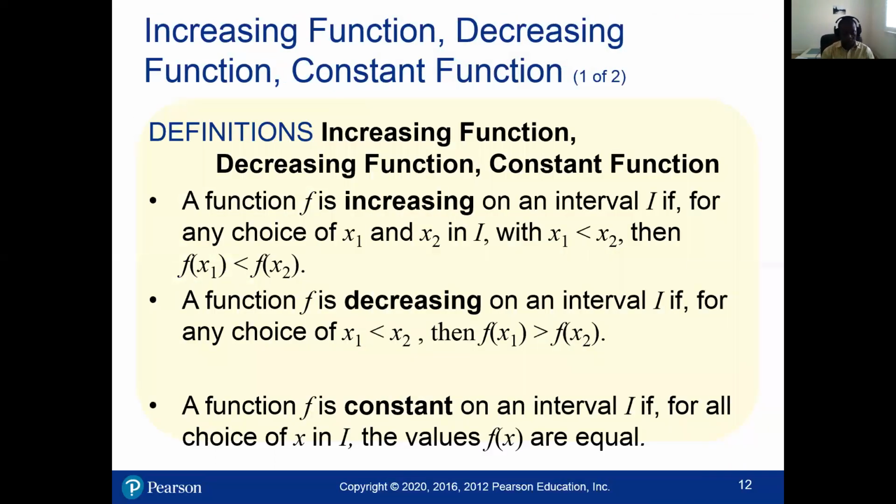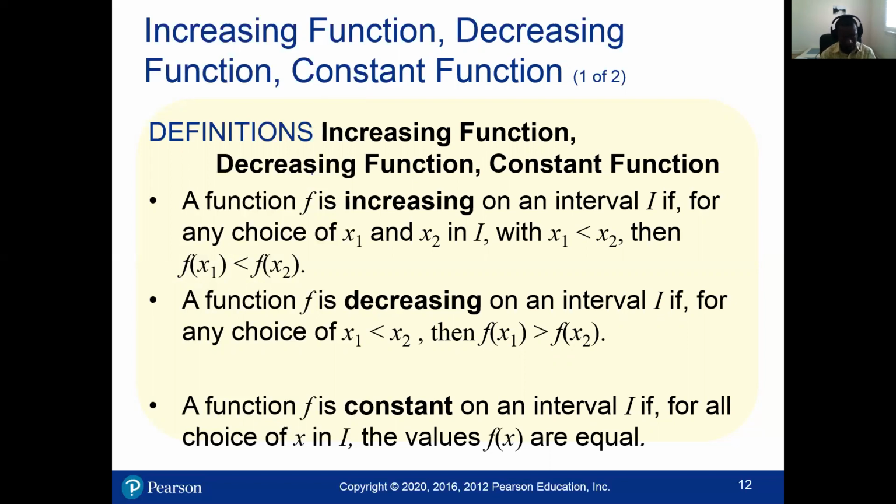Now we talked about how to determine whether a graph is symmetric with respect to the y-axis or x-axis, or determine whether it is odd, even, or neither, and then determine the similar thing using algebra to find whether a function is odd or even. Okay, now when we say a function is increasing, we want to define, these are definitions.